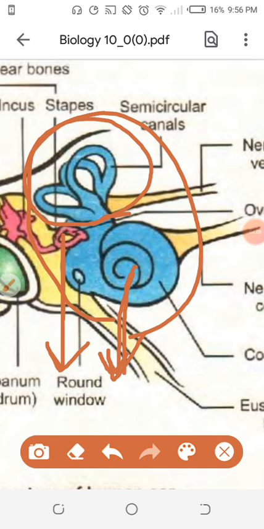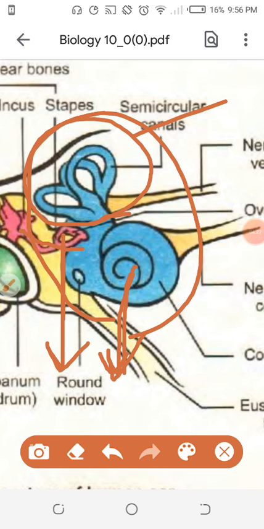Actually, this oval window receives these vibrations. You will skip this structure, the semicircular canal, because that is a part of the inner ear but is not meant for hearing. You are not going to hear due to these semicircular canals. They do some other functions which I am going to discuss in this topic. I will discuss, don't worry.